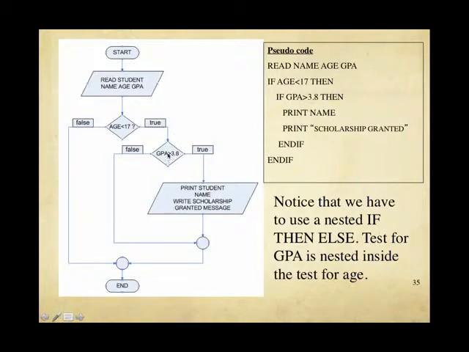But if age is true but GPA is less than 3.8, then also we don't do anything and we get out. So printing student's name and granting scholarship is only done if this is true and this is true. Both are true. So notice that we have nested an if then else. Actually, we have nested 2 ifs. Inside this if we have another if, and that nesting becomes clear by the pseudocode, that if age is less than 17, then, and the second if is inside the first if. Okay, so that's the flowchart and pseudocode for this program.